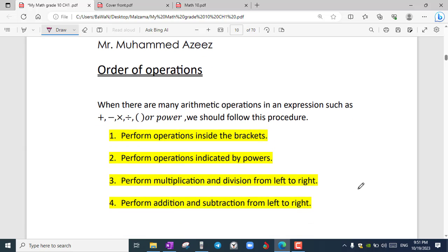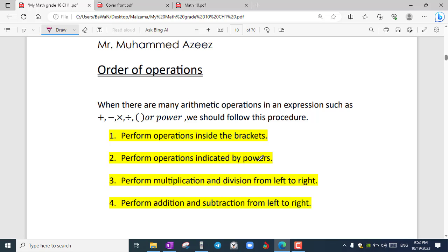Order of operations. If we have multiple operations in a mathematical sentence or in a calculation, we should do the operations accordingly. Firstly, do the brackets, what's inside the brackets, then powers, then multiplication and division, they have the same strength. So from left to right, which one came first? We do that one first. It's not multiplication before division or division before multiplication. It's from left to right. Which one came first? We do that one first.